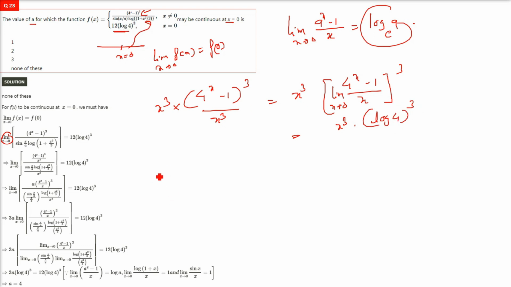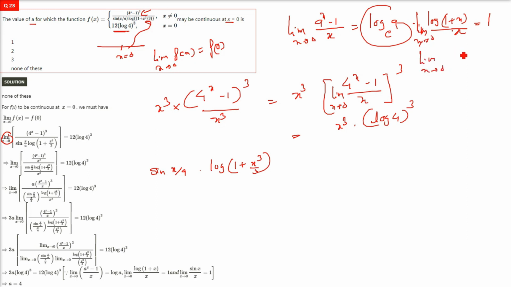Now coming to the denominator. So we have sine x by a, log(1 plus x square by 3). I'll just change it, you'll see there will be some problem coming. So log(1 plus x square by 3) by x square by 3, what is this? It is going to be 1 when limit x tends to 0.